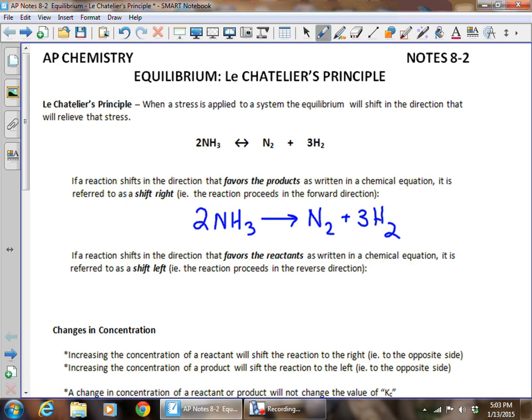If, however, the reaction shifts in the direction that favors the reactants, meaning more reactants are being formed, then we would say that that is a reaction that has shifted left. So we would write the reverse reaction. We would say that nitrogen and hydrogen are reacting to form ammonia.